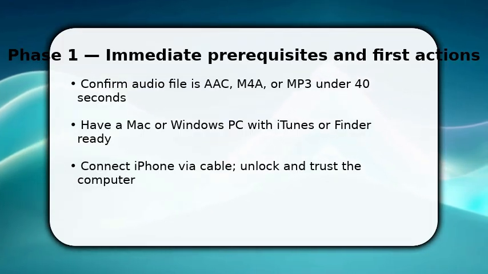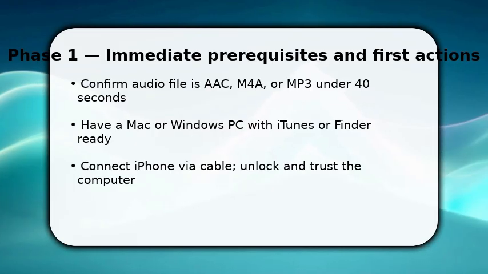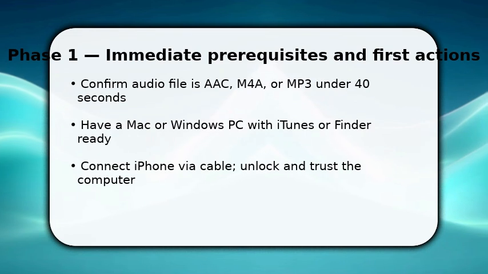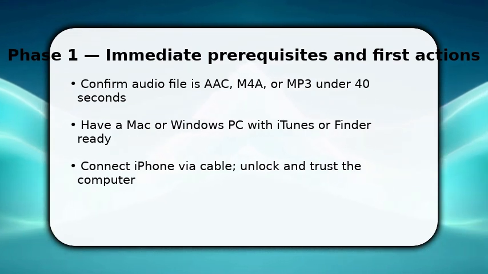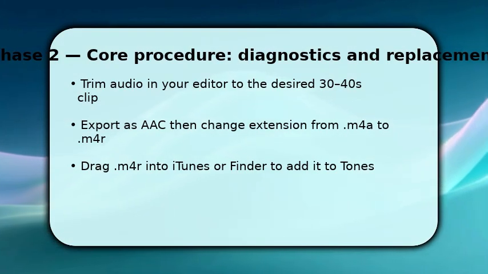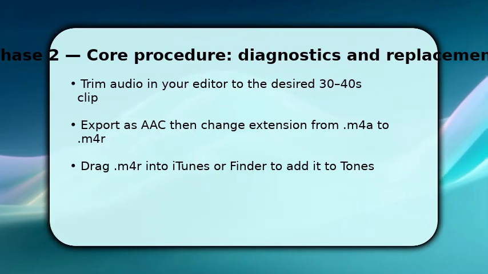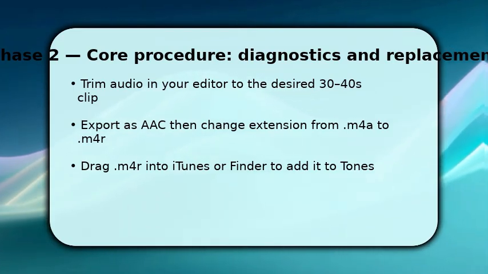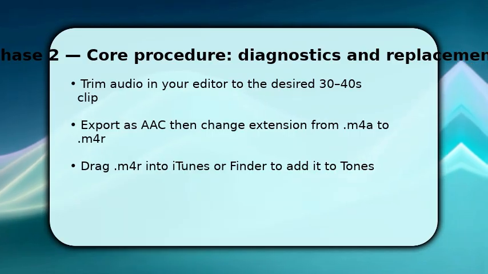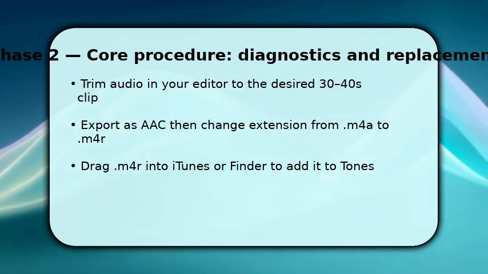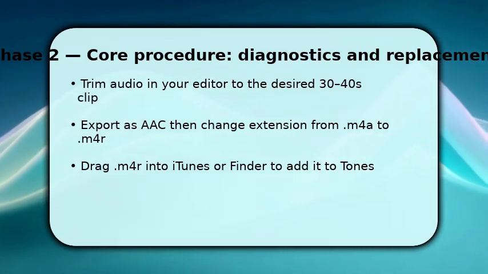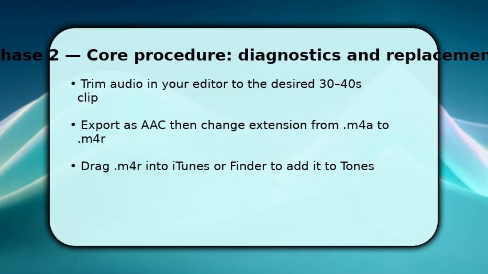While you prepare, name the file clearly so you can find it later. This saves time and prevents duplicate imports. Now create the ringtone file, open your audio editor and select the exact clip, aim for a hook or the recognizable part. Export as AAC because iOS expects that container, then change the extension from M4A to M4R. This flags it as a tone.